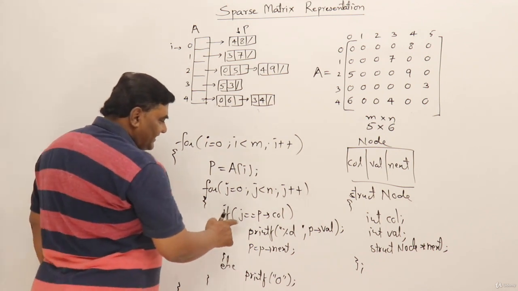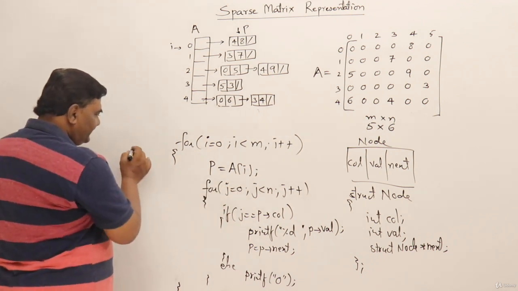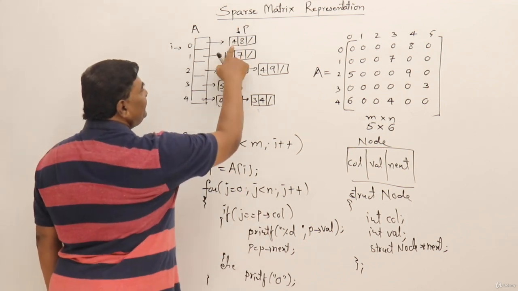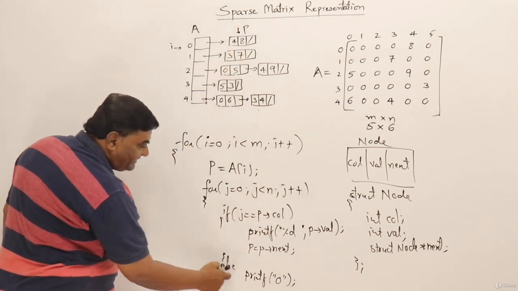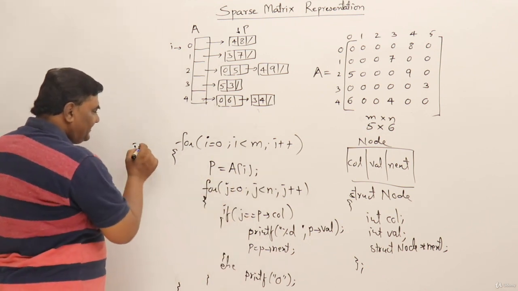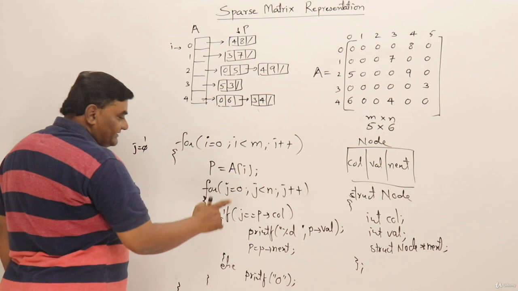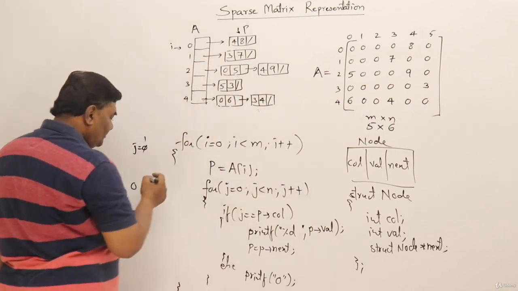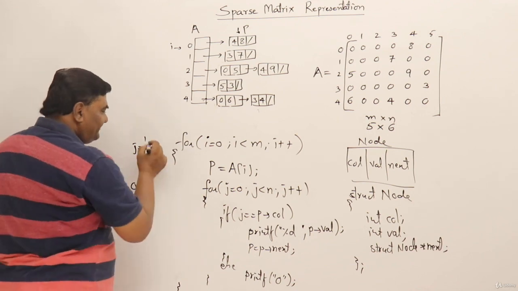Then what is it doing? First time j is 0. Yes, j is 0. So is it matching with P's column? No, it is 4. So print 0. 0 is printed. Then next j plus plus, j becomes 1. Then check if j is equal to P's column. j is 1. Is it equal to P's column? No. Print 0. Then j becomes 2.